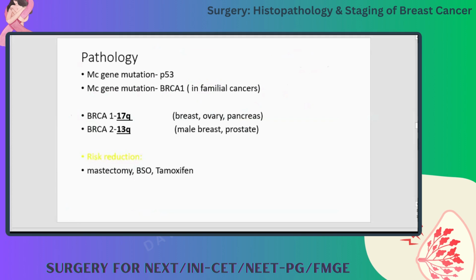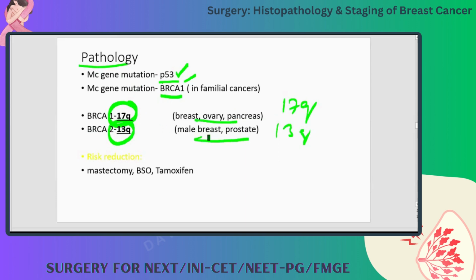So we'll come to the pathology. The most common gene mutation is P53. The most common gene mutations are BRCA1 and BRCA2. BRCA1 is seen on 17q and BRCA2 is seen on 13q. 17 and 13. These are the other cancers associated with these 2 things. Male breast cancer also is associated with BRCA2. So chromosome number 17 and chromosome number 13. Remember, yesterday we discussed chromosome number 3. Today we are discussing 17 and 13. 1 is 17, 2 is 13.